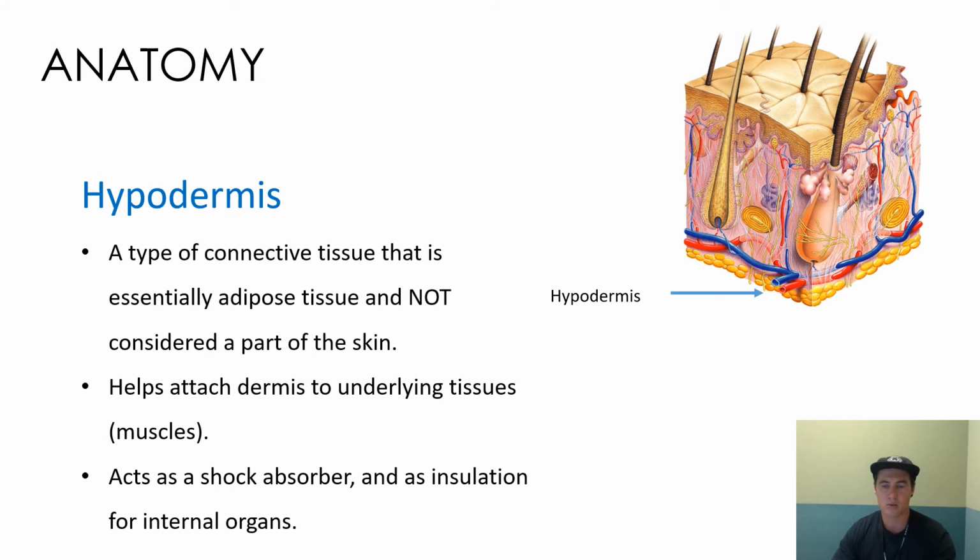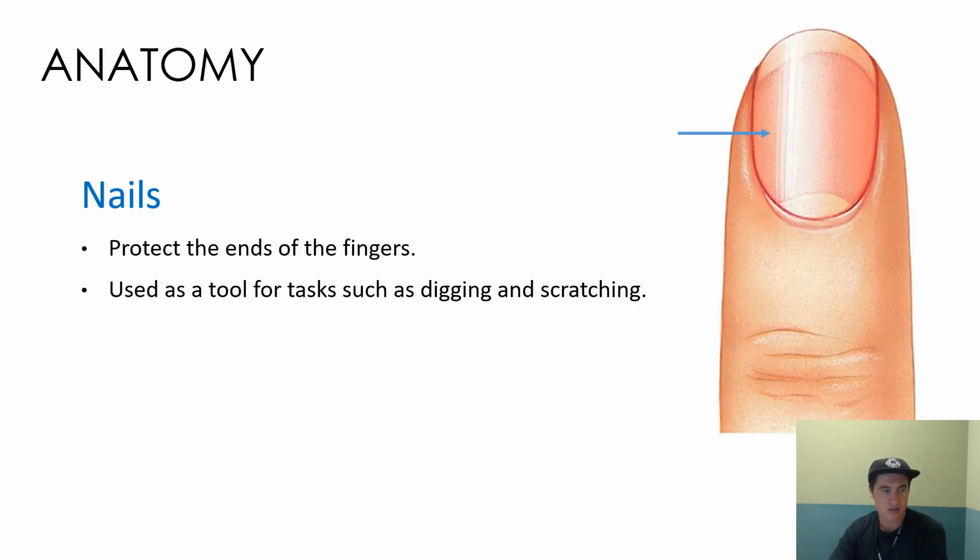Hypodermis, so that's our connective tissue at the bottom. It's not considered a part of the skin. It's essentially fat or adipose tissue. It helps anchor our skin onto our body. So if we lift our skin up, it's the connective tissue underneath that helps keep that where it's supposed to be. It acts like a shock absorber, insulation for internal organs, and is an area where nutrients can be fed up through those blood vessels in the dermis.